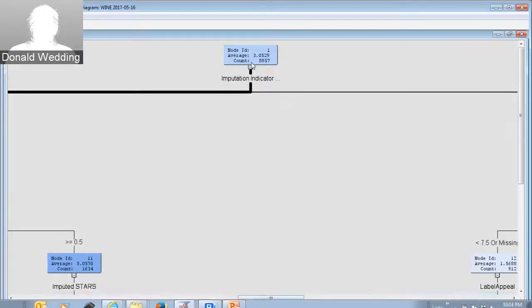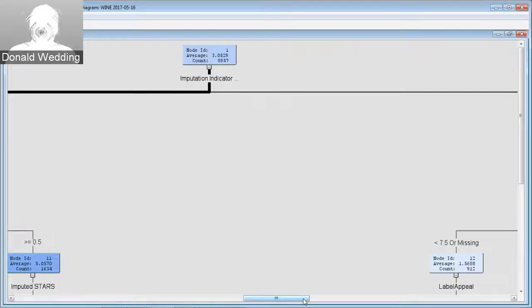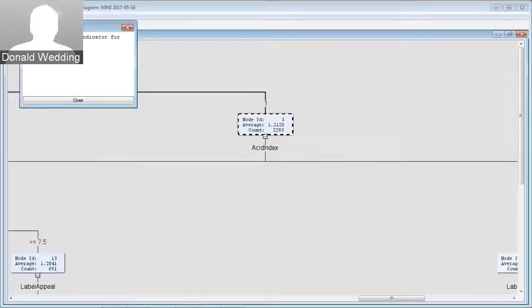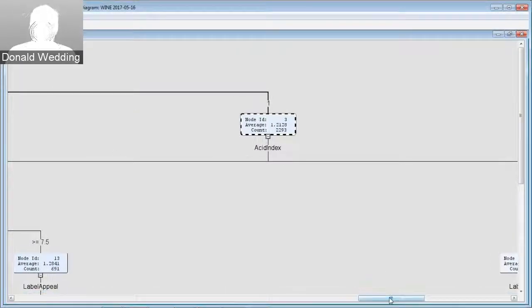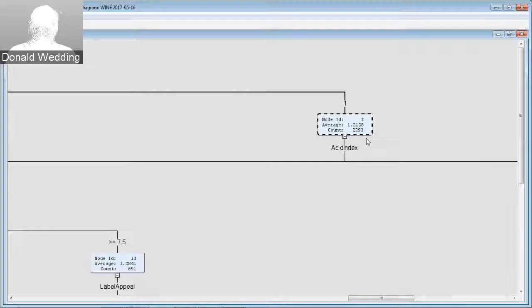Okay. So if you look at this, we went from three bottles of wine to one bottle of wine. Why? Let's look at the English rule. If the imputation indicator for stars was one, in other words, if the star value was missing and I had to fix it, then guess what? The number of bottles of wine drops significantly. So this means that if I didn't have a star rating, I didn't get any bottles of wine sold. So this says to me people won't even buy wine unless somebody else has rated it.